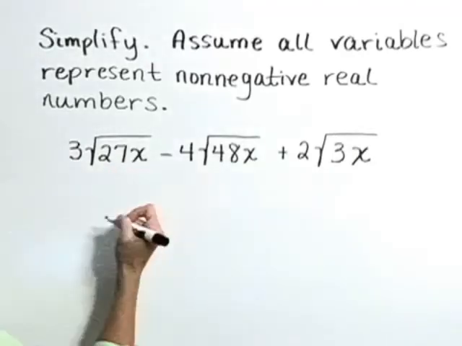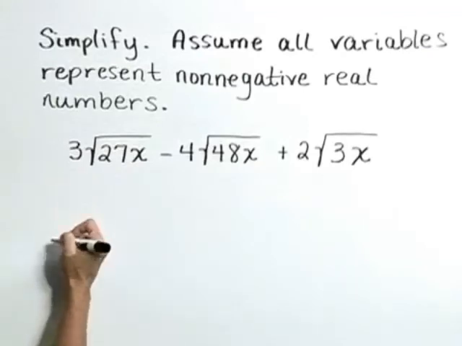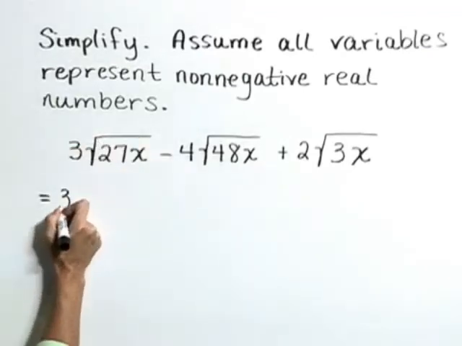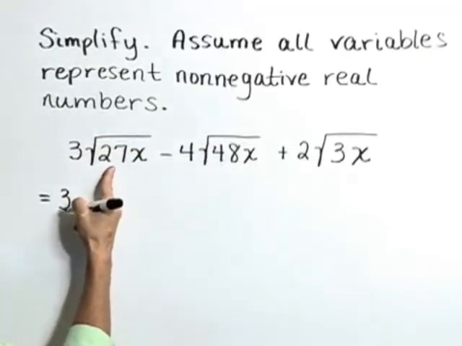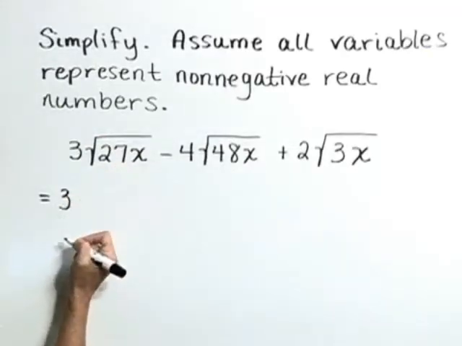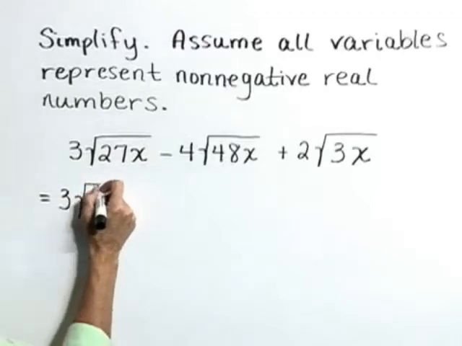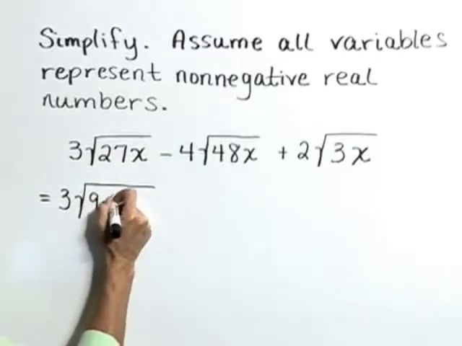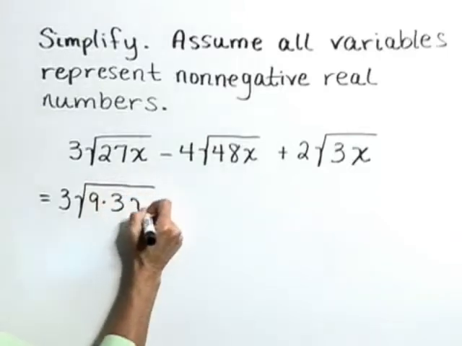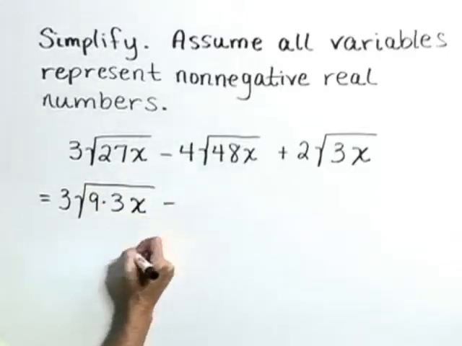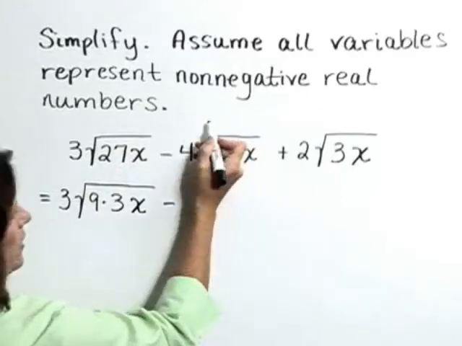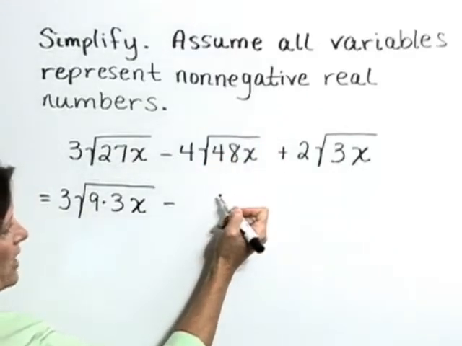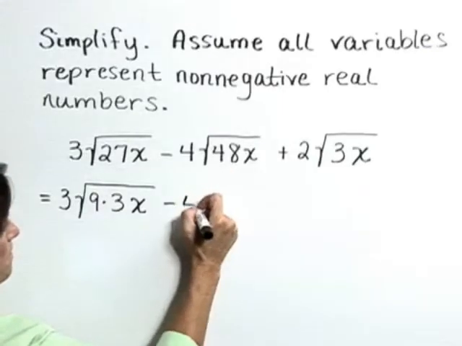But we can simplify a couple of terms here by pulling out perfect square factors. Let's look at this first term. Now, 27 has a perfect square factor of 9. So let's rewrite this as 3 times the square root of, in place of 27, let's put 9 times 3, then times x, minus, with our second term, 48 has a perfect square factor of 16.